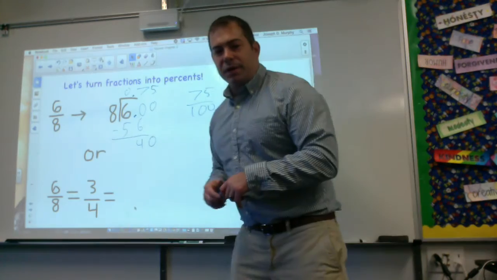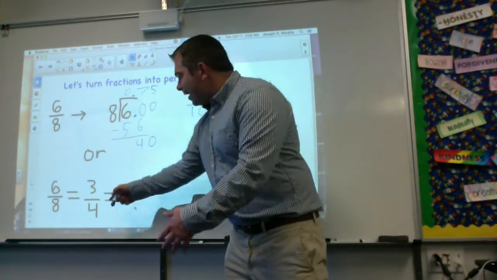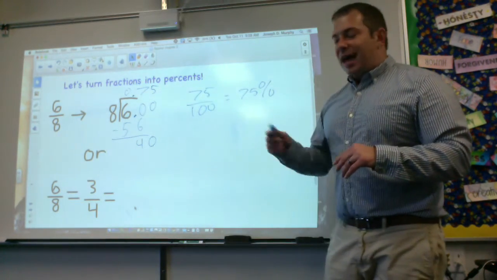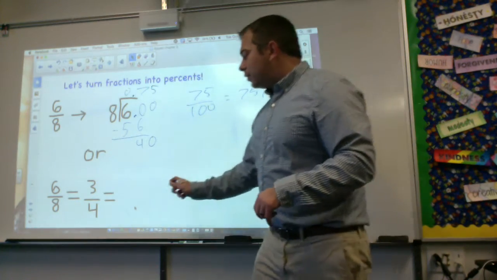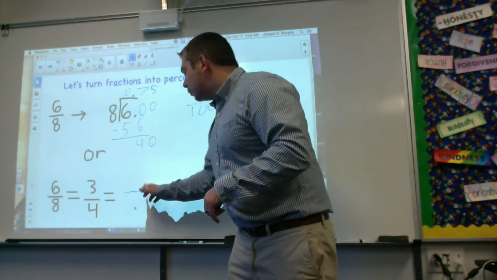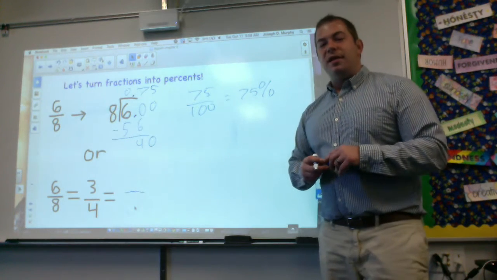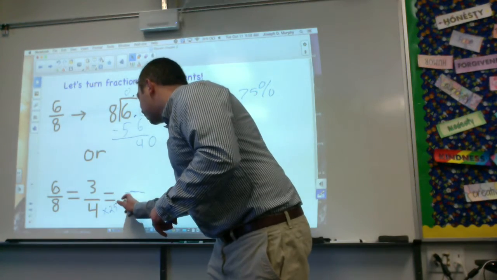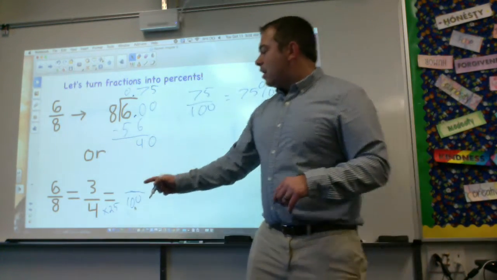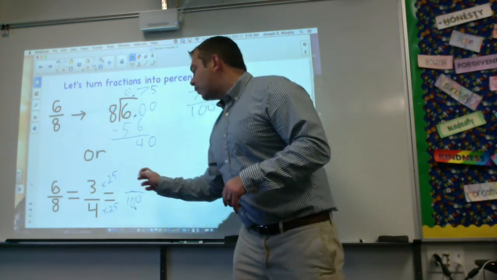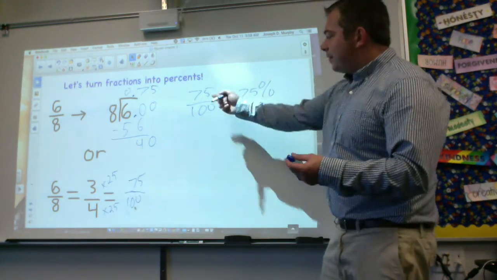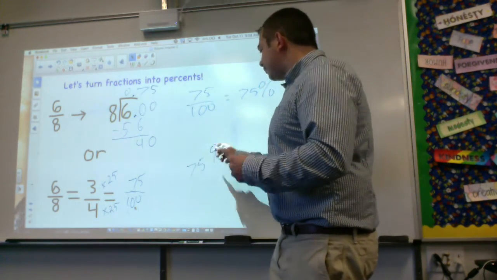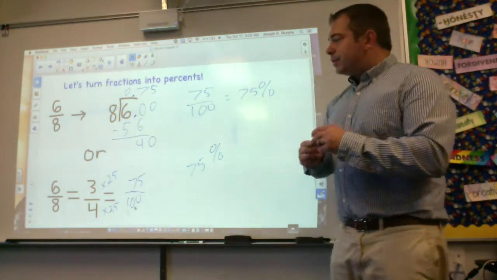The other way, I have a big "or" sign here, is to make my fraction out of 100 as soon as I can. So I took the 6/8 and I reduced it to 3/4, because I know 4 can go into 100. So now I am going to say 4 goes into 100 25 times. All right, so 4 times 25 equals 100. And then I have to do the same thing on the top. 3 times 25 equals 75. And now I already have 75 out of 100, and I know that to be 75%, because all percents are out of 100.